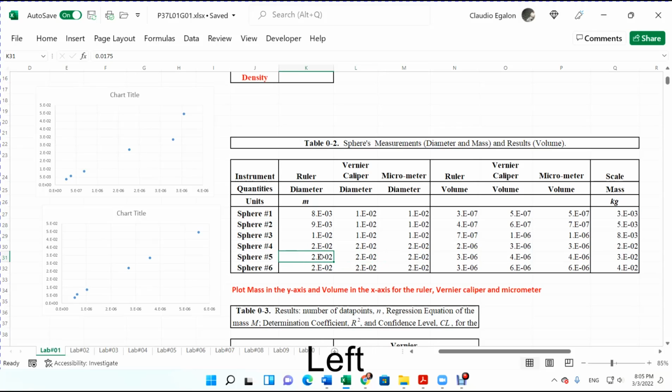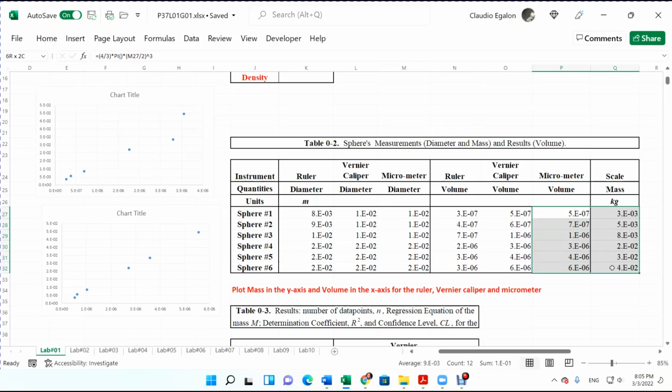So the problem is when they measure that with the ruler. That's why you're having this big difference right in here. Okay, so when they measure this point here with the ruler, they didn't get a good data. So you can see that big difference, right? Now let's take a look at this other one.